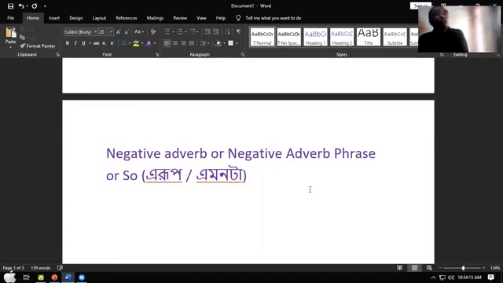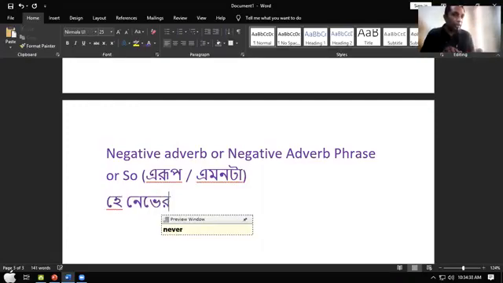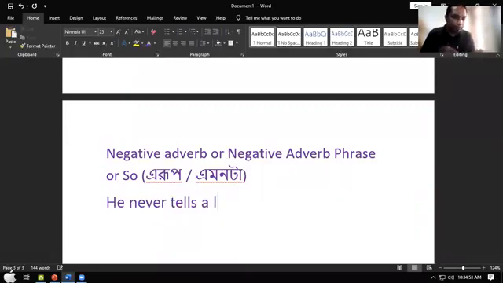we place the auxiliary verb before the subject. The auxiliary verb precedes the subject, meaning the auxiliary verb is placed before its subject. Let me write a sentence. He never tells a lie. Here we can see a negative adverb never.